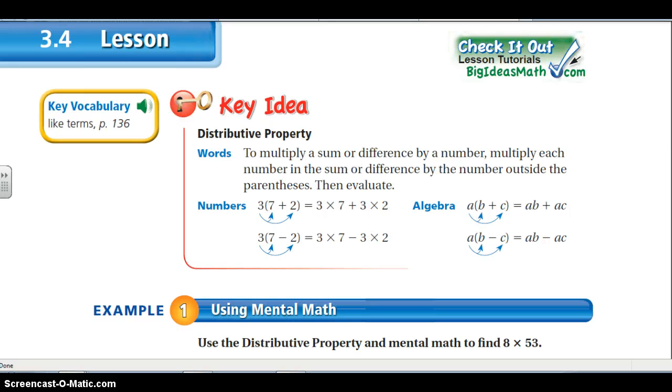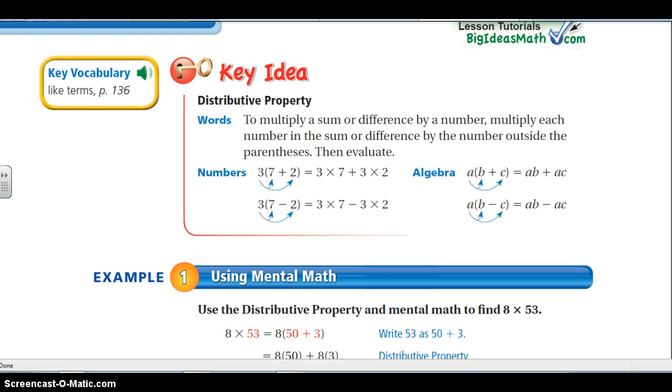Now, algebraic expression, you've got three different numbers, so you've got A times B plus C. Then you get A times B, and then plus A times C. Same thing with the second example, except it's subtraction instead of addition.